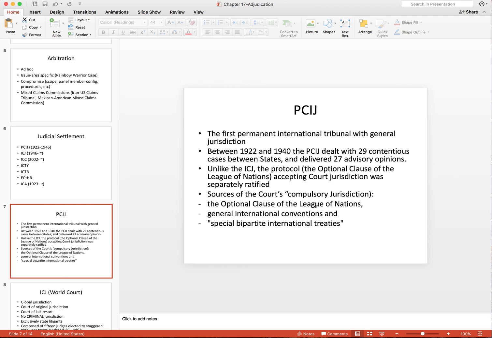But remember that unlike the International Court of Justice, the protocol or the optional clause of the League of Nations accepting the PCIJ's jurisdiction was separately ratified. So joining the League of Nations and ratifying the Covenant of the League of Nations did not automatically make you a member of the Permanent Court of International Justice. There was a separate optional clause that was required to join the PCIJ. The sources of the PCIJ's compulsory jurisdiction were the optional clause of the League of Nations, general international conventions, and special bipartite international treaties.